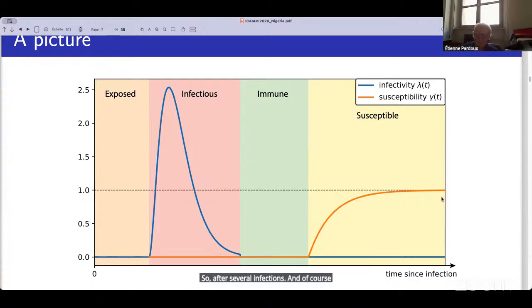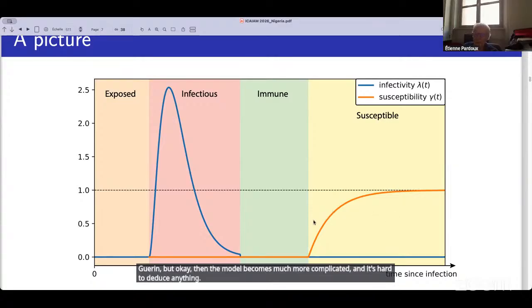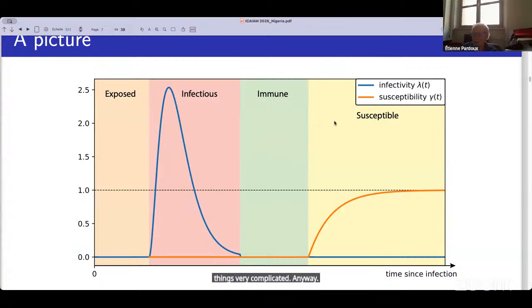Of course, this is not realistic, but if you want, you can include the number of reinfections in your model. I think it has been done by my former student Brice Zossan Goufak with his collaborator Hélène Guérin. But then the model becomes much more complicated and it's hard to deduce anything. In particular, when it goes to endemic equilibrium, it makes things very complicated. Anyway, I'm not sure I've answered your question properly, but that's all I can say. Again, I confess that I am not really an expert on malaria, and probably this model should be rediscussed with experts.